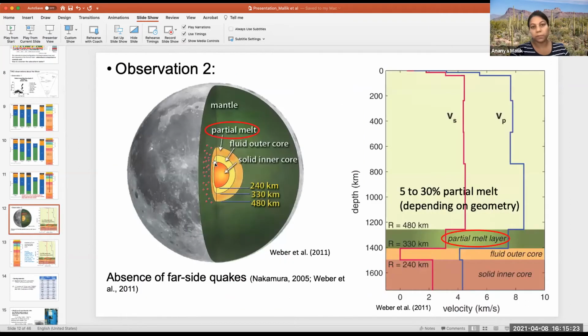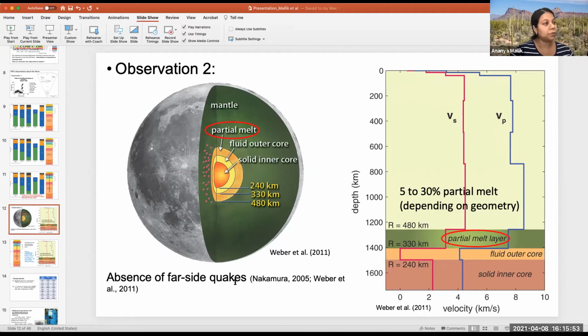Okay, so the second observation that we have is from seismic data from the moon. The Apollo missions planted 4 seismometers on the near side of the moon, so we have some seismic data from there. Inverting that seismic data, this is a study that came out in 2011, led by Renee Weber. This is velocity versus depth, and these are the S and P wave velocities. And what they observed was that there's a slight dip in velocity near the core-mantle boundary of the moon.